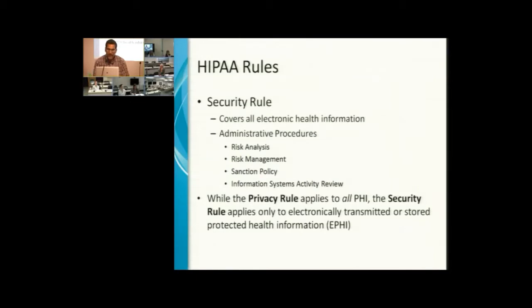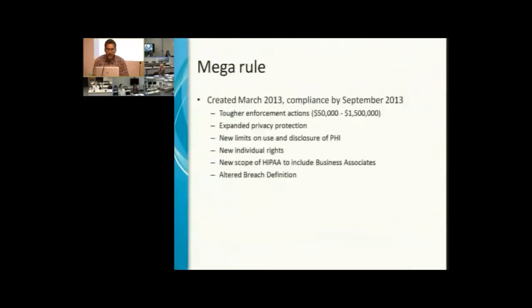And so just to hit this again, because it's a key component, the privacy rule applies to all the PHI. The security rule only applies to the electronically transmitted or stored PHI, also called ePHI. The mega rule was created in March 2013 and went into full effect in September 2013, so not quite a year ago. They put some real teeth behind the enforcement. $50,000 to $1.5 million per organization. So they can really hit you. They can put you out of business. I mean, it really honestly can.